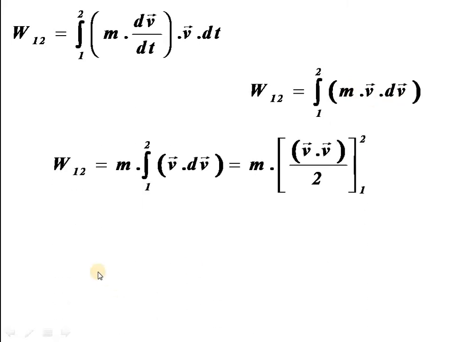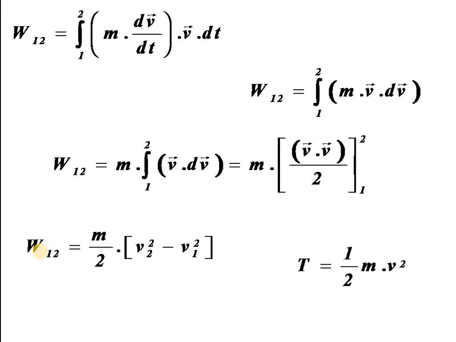But mass is a constant, so I can take the mass outside. So we have simply an integral x dx term remaining. Integral x dx will give you x square by 2. Similarly, here x is the vector v, so v dot v, square by 2. We have the limits 1 and 2, so you can apply the limits. What we get is that the work done to move the body from 1 to 2 is m by 2 times (v2 square minus v1 square). And usually we take the kinetic energy, half m v square, as kinetic energy equal to T. So you can replace these terms with T1 and T2. So what we get is W12 equals T2 minus T1. The difference in the kinetic energy.